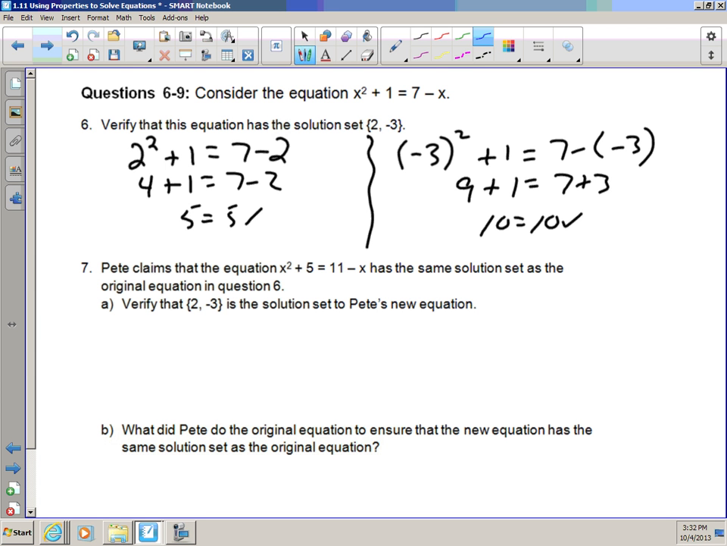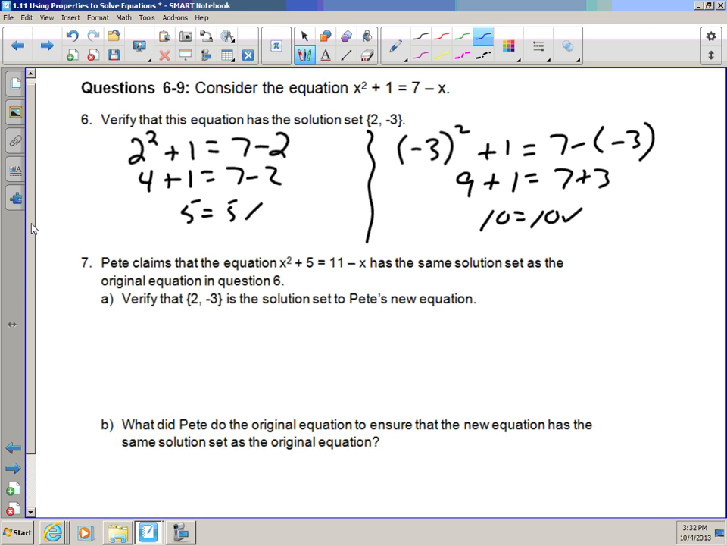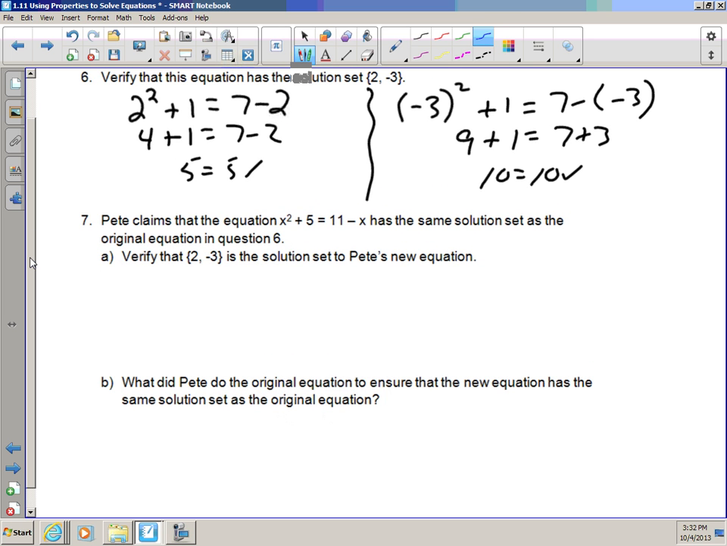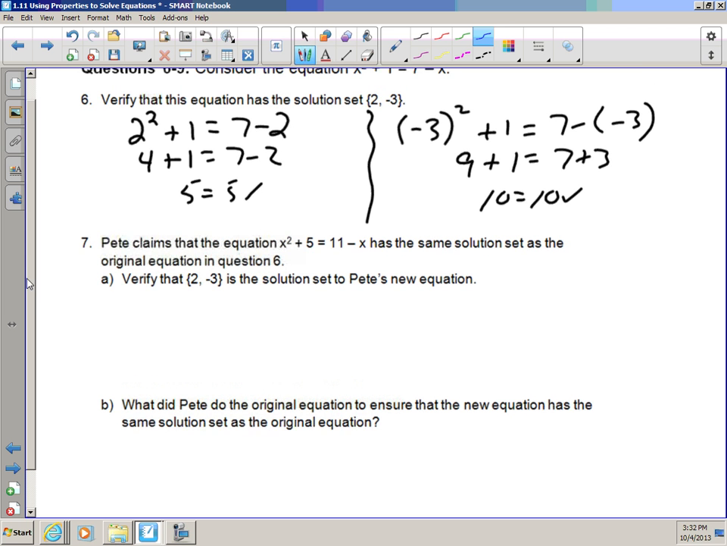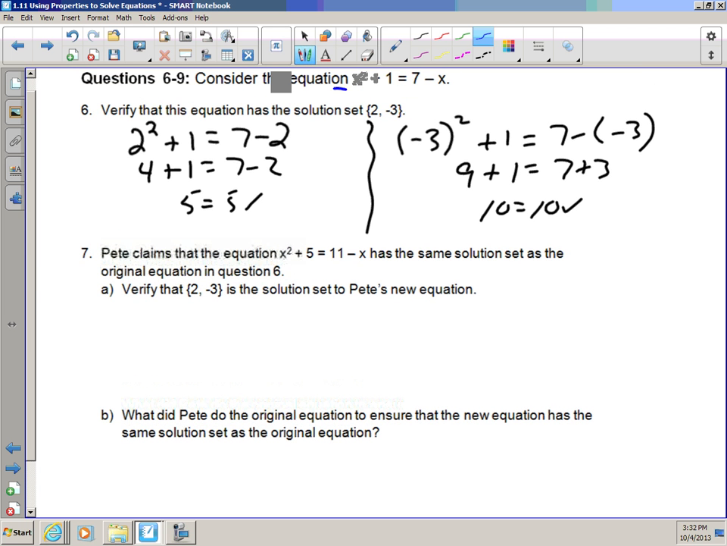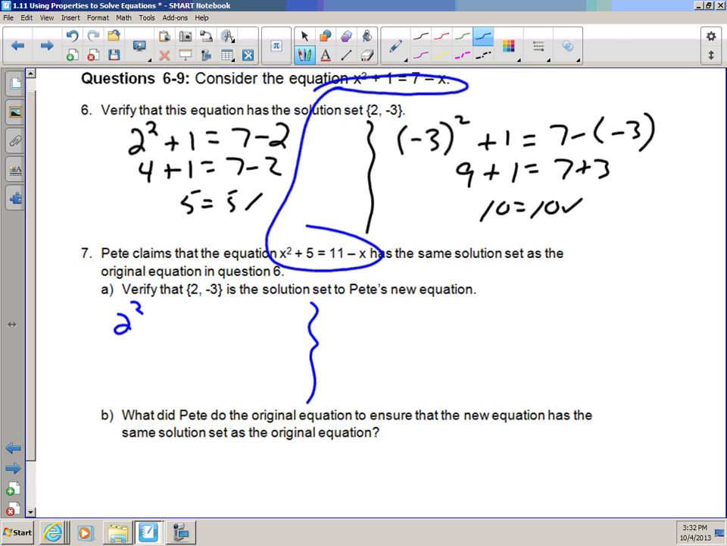Now, Pete claims that the equation that we used above and his equation of x squared plus 5 equals 11 minus x have the same solution set. So he's saying this equation here, sorry to cross it out, and this equation here have the same solution set of 2, negative 3. Going through the same process, it's obvious that they do.